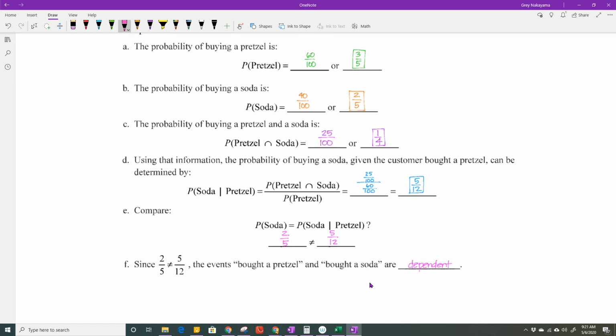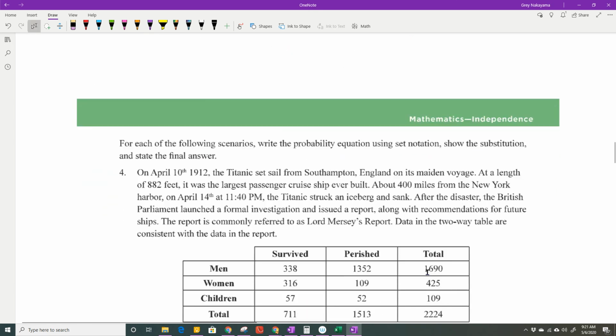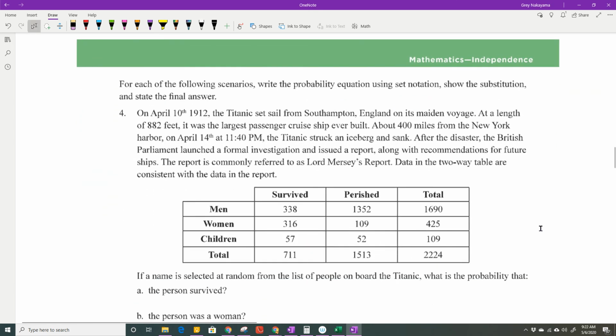So, to finish this packet, you have a wonderful problem on the Titanic, finding out whether or not social class had any bearing on their chance of survival. And then after that, there's some extra practice problems in review to see how you might get a variation of this concept in other problems.